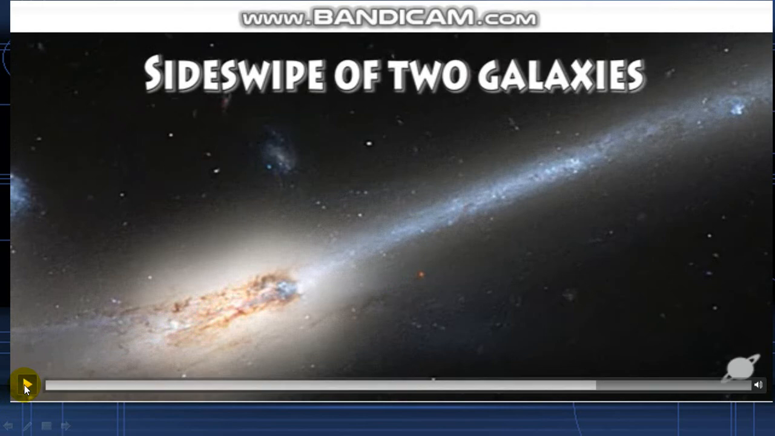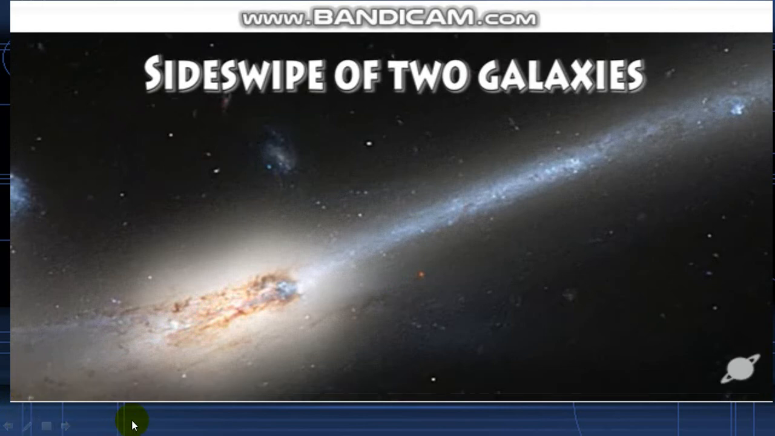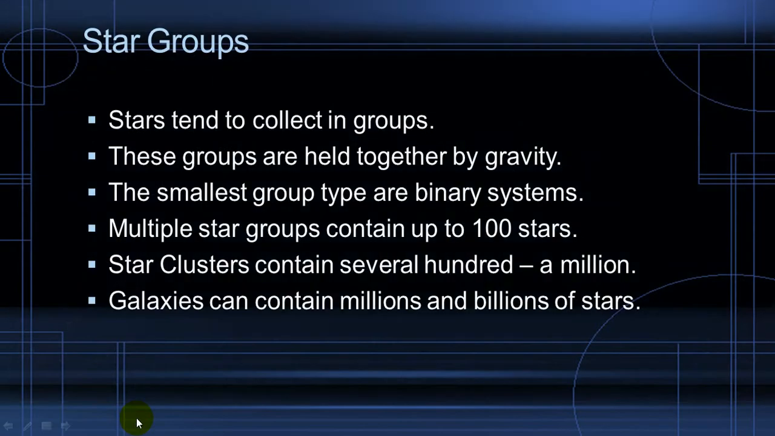All right, so y'all get the idea. Those are some of the images we've captured from the Hubble Space Telescope. Okay, so stars tend to collect up in groups. They're held together by gravity, the smallest group being those binary systems like I showed you earlier. Multiple star groups can have up to 100 stars. Then there's star clusters, which have several hundred up to 1,000,000. And then we have galaxies.